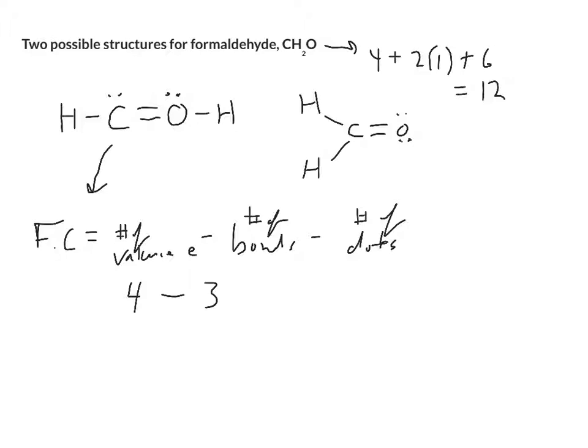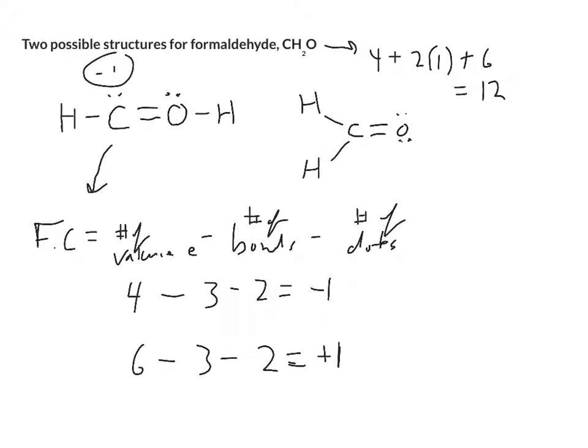So if we look at carbon, it's in group 4. It's 3 bonds in this structure: 1, 2, 3. And there are 2 dots, 2 electrons around it, 1 lone pair. So a minus 1 formal charge. Oxygen, group 6. 3 bonds, 2 electrons around it, 1 lone pair. It has a plus 1 charge.